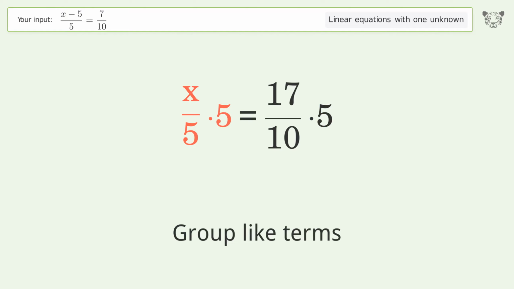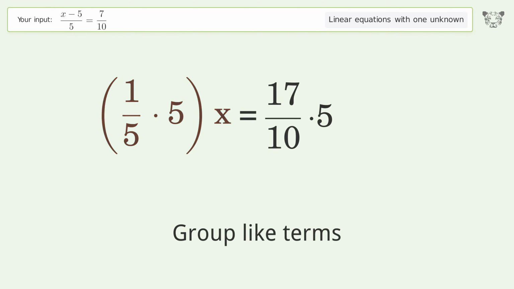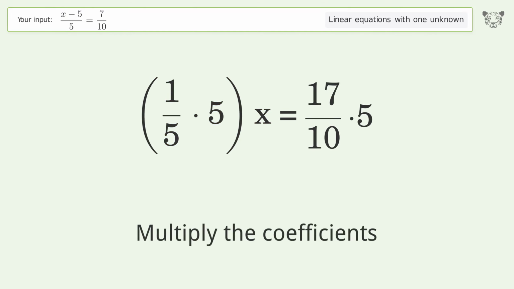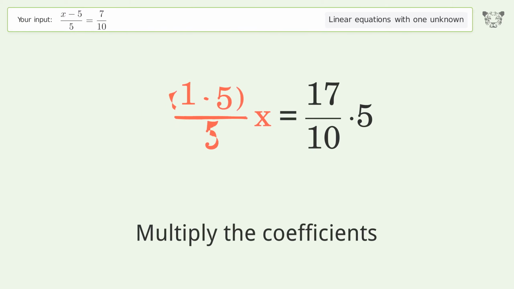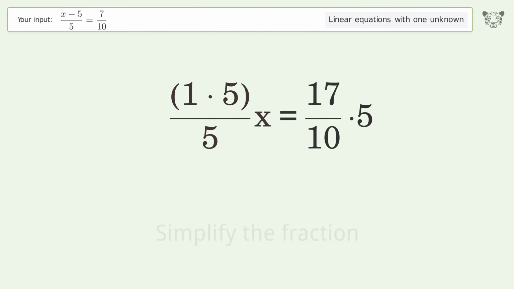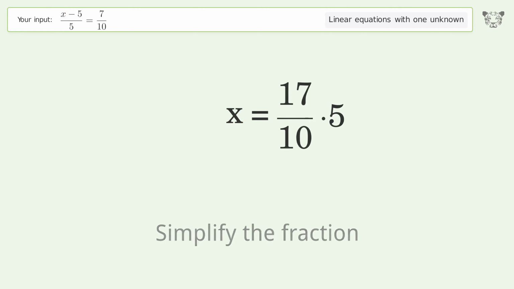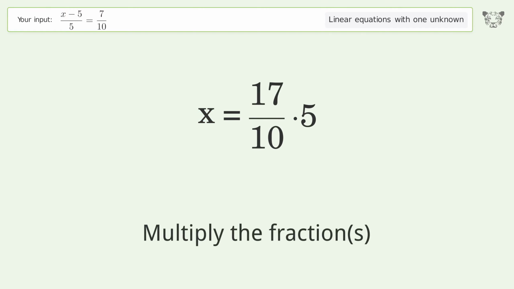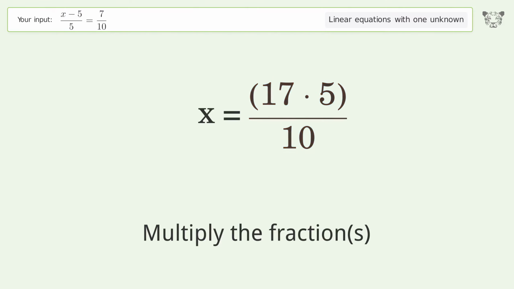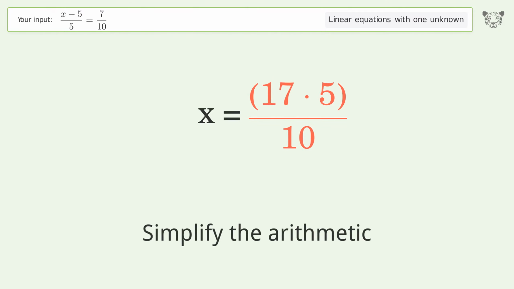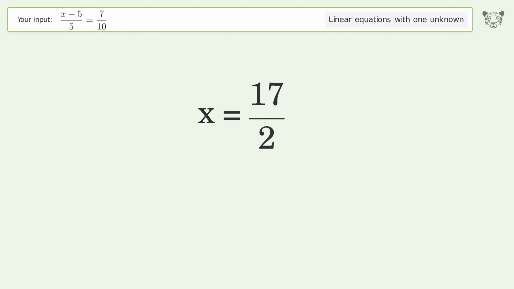Group like terms. Multiply the coefficients. Simplify the fraction. Multiply the fractions. Simplify the arithmetic. And so the final result is x equals 17/2.